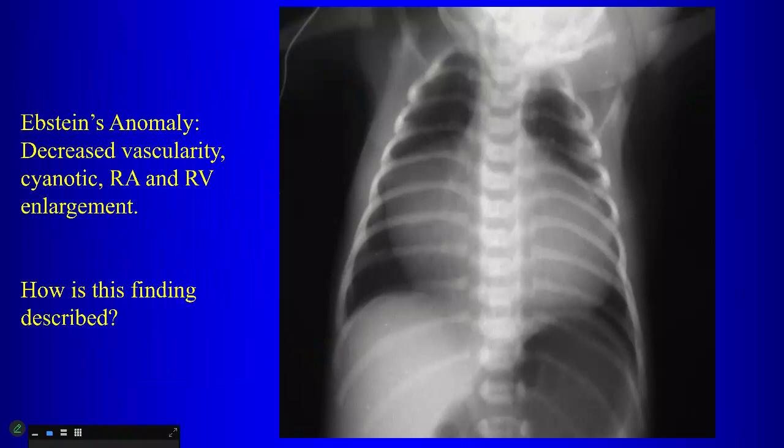Decreased vascularity, the patient is cyanotic, of course, enlargement of the right atrium, and then sometimes there's a particular descriptive term that's used for this when the heart looks like this. What is that term? Box-shaped heart or wall-to-wall heart. Okay? So those are the terms used to describe Epstein's anomaly.